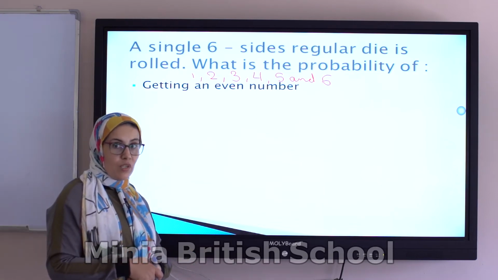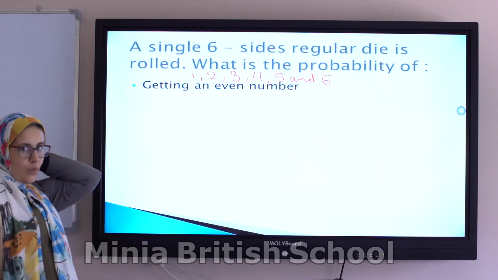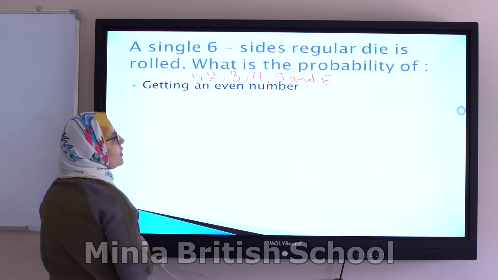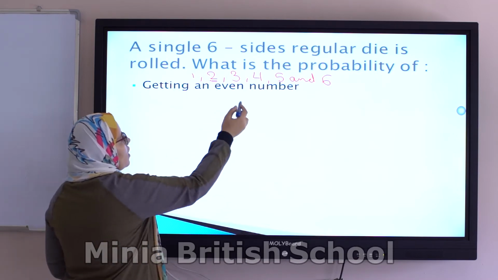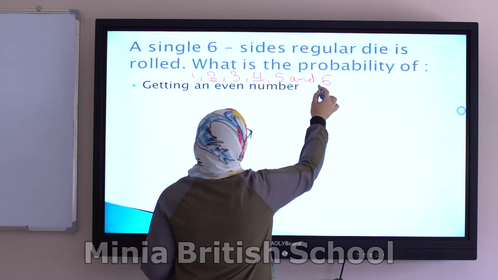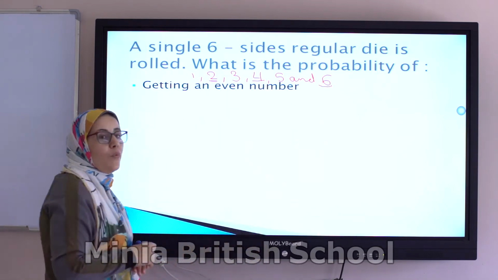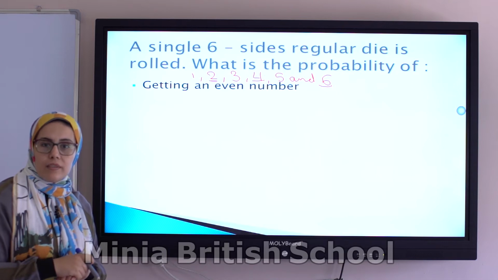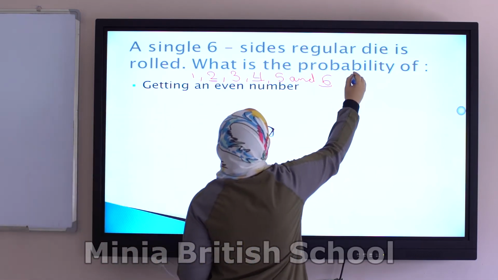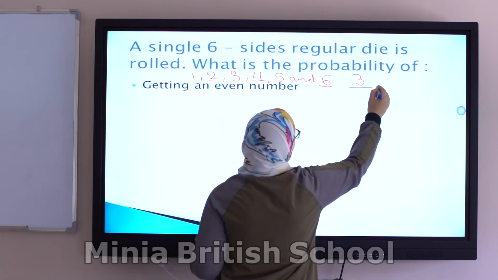Even number, do you remember the even numbers? Yes, we remember it. The even number, 2 is even number. What else? 3 even? No. What about 4? Yes, 4 even number. What else? 6 also is what? Is even number. Now we have how many even number here? 3. So I will write 3 up over what?